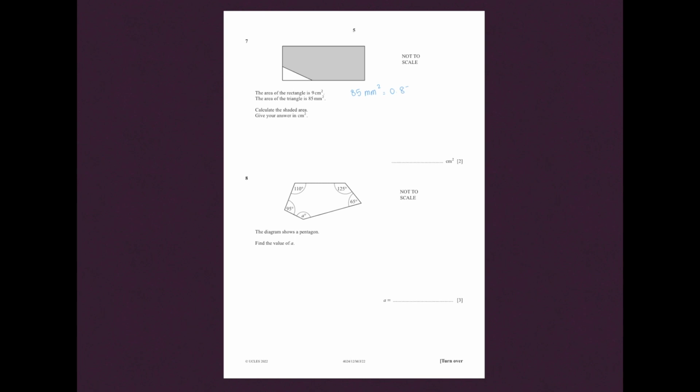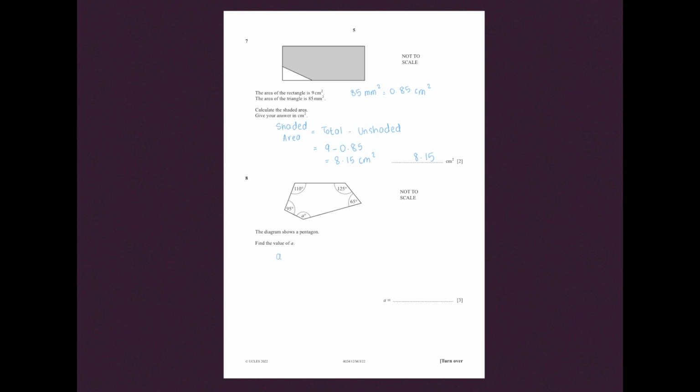Think, how do you convert millimeter square to centimeter square? Millimeter to centimeter is divide by 10. In square, the zeros become double, that means divide by 100. So 85 millimeter square will become 0.85 centimeter square. Now in order to get the total shaded area, I'm going to subtract the triangle from the total rectangle. The rectangle area is 9, and the triangle area is 0.85. Subtract these both and you're going to get 8.15.